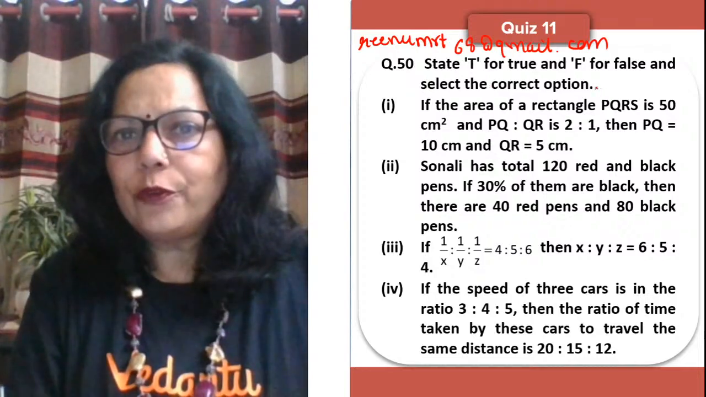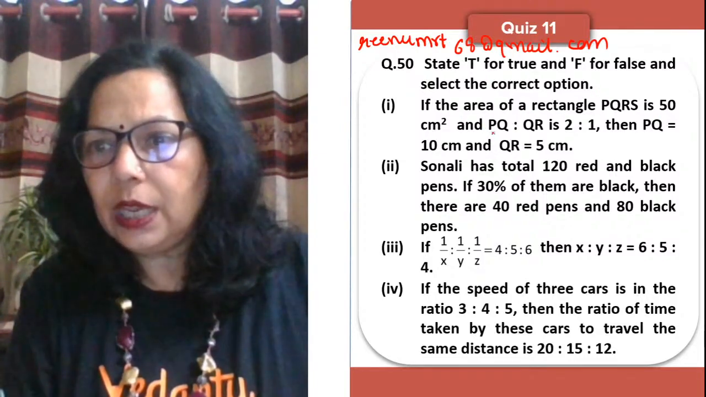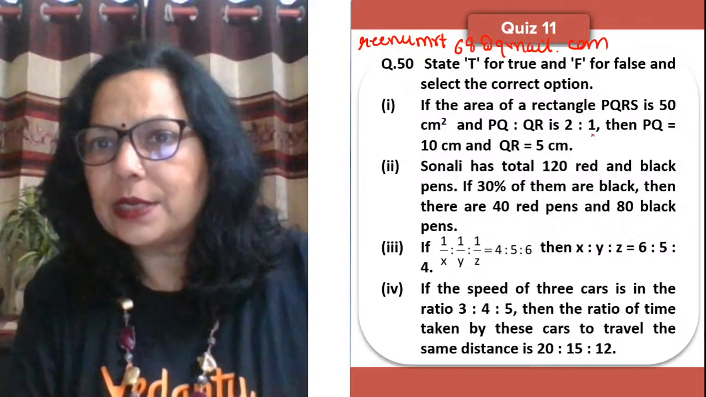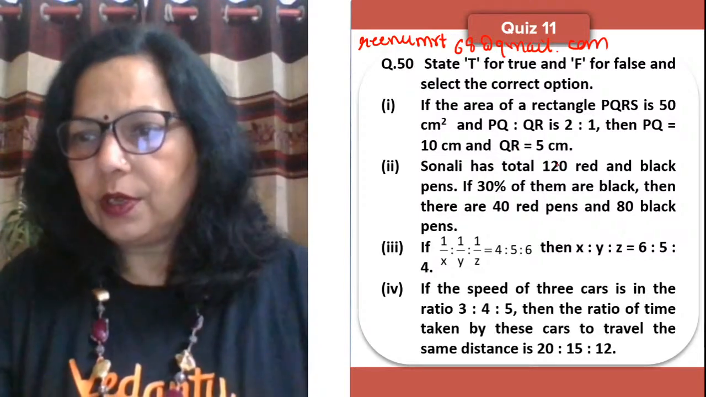Yes. Straight true or false for the last question. If the area of the rectangle PQRS is 50 and PQ to QR is 2 to 1, then PQ is equal to 10 and QR is equal to 5.